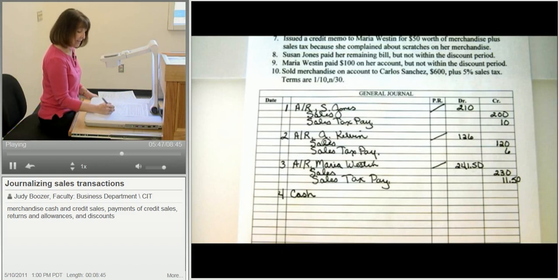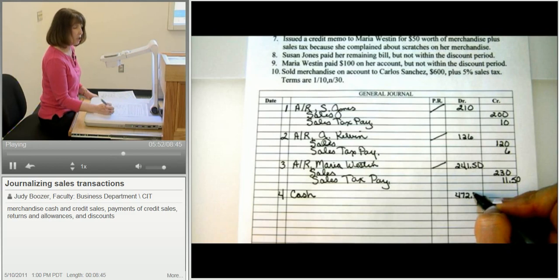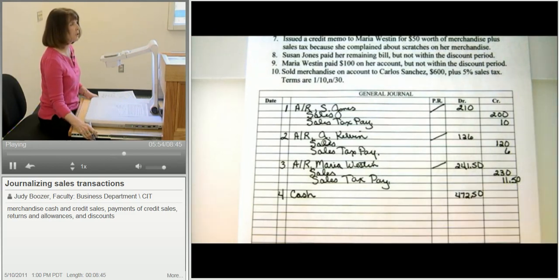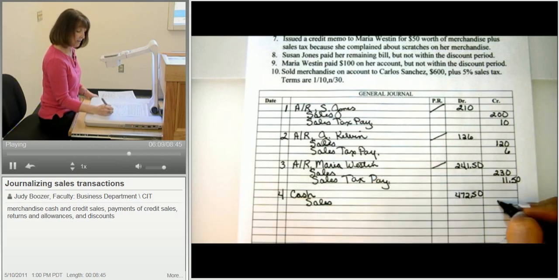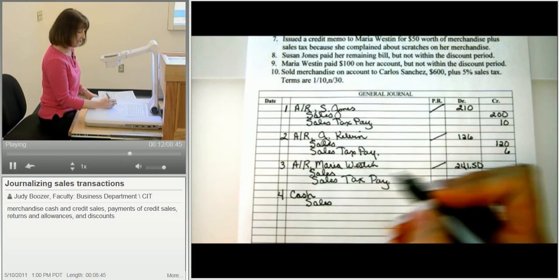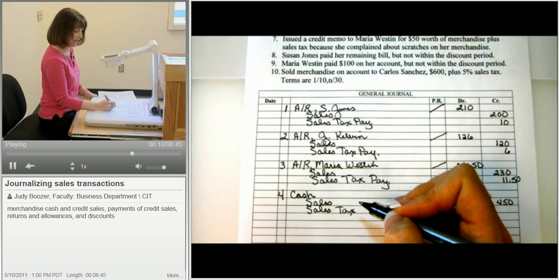You guys are fast. $472.50, which includes the $450 from the merchandise plus the appropriate sales tax that we add to it. So what is my credit for this one? Yep. Sales. Good. Sales tax payable. So the only change is the account debited.